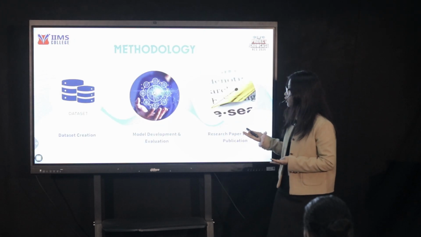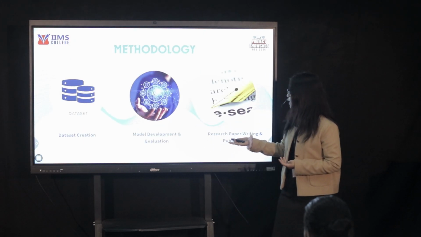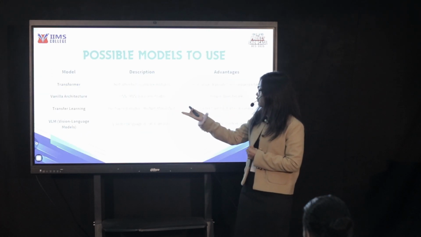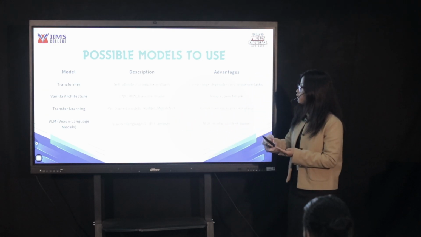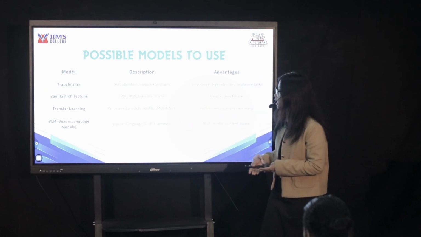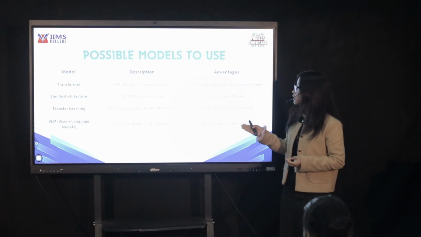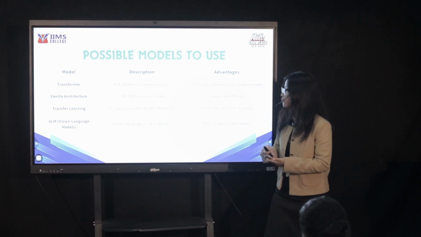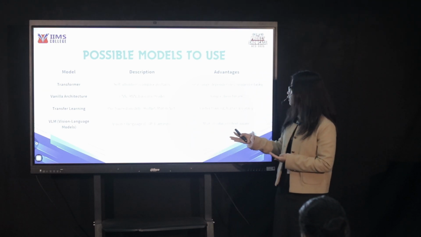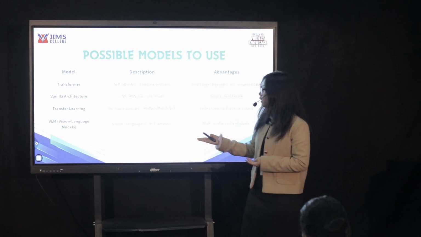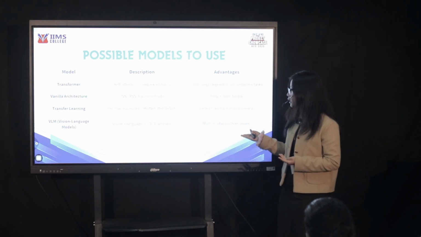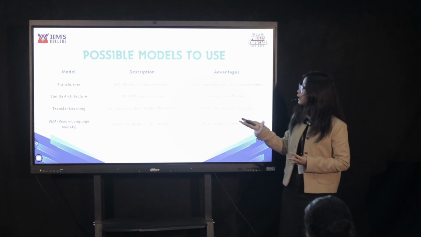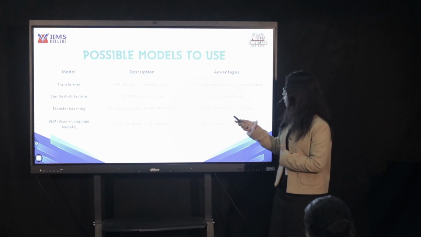Now let's talk about the methodology. It is simply dataset creation, model development, and research paper writing and publication. Now let's talk about the possible models that we could use. Transformer is self-attention, which is best for complex gestures and long-range dependencies. Another is vanilla architecture. As its name suggests, it is a simple baseline model like CNN and RNN. Another is transfer learning, which uses pre-trained models like ResNet and MobileNet and is known for faster training and higher accuracy. And another is VLM, Visual Language Model, which is multimodal and combines both visual and language, like CLIP and Flamingo. We will be referring to these models while developing our model.